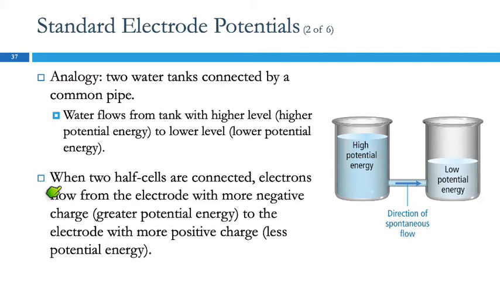So when we have two half cells that are connected, the electrons flow from the electrode with the more negative charge, that's the greater potential energy, to the electrode with the more positive charge, or with the lower potential energy. So electrons are going to go from high potential energy to low potential energy, just like water does.